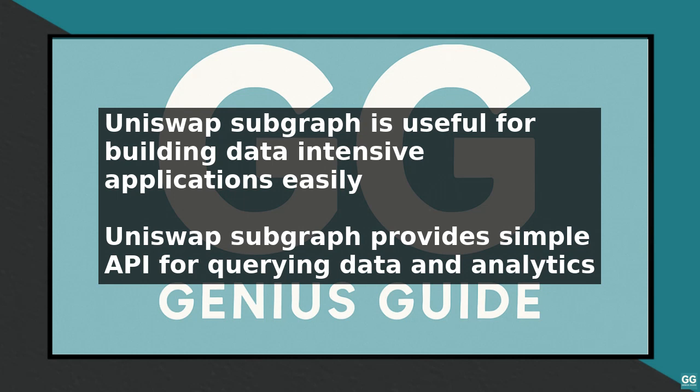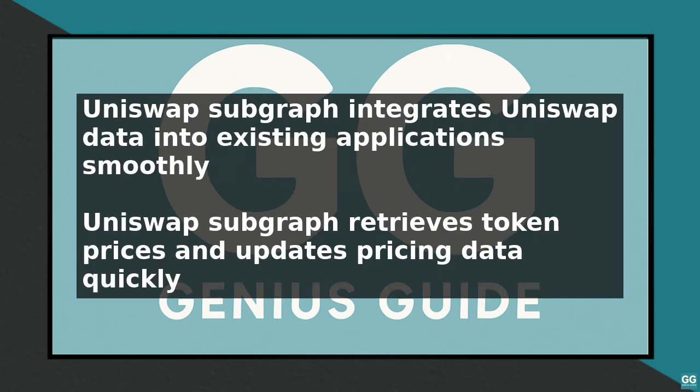Another scenario where Uniswap Subgraph is useful is when you need to build a data-intensive application, such as a dashboard or analytics tool. The subgraph provides a simple and intuitive API that allows you to query data and build custom analytics and visualizations. In addition, Uniswap Subgraph is useful when you need to integrate Uniswap data into your existing application or workflow. For example, you can use the subgraph to retrieve token prices and update your application's pricing data in real time.